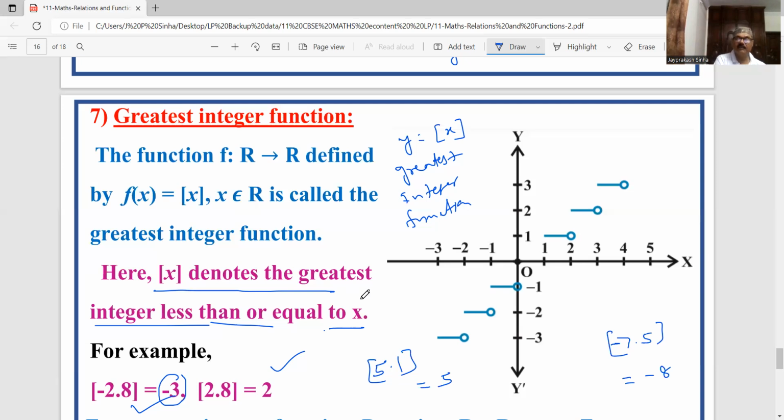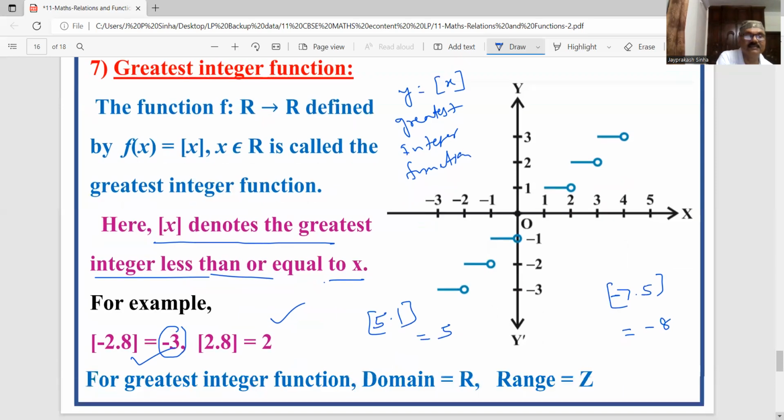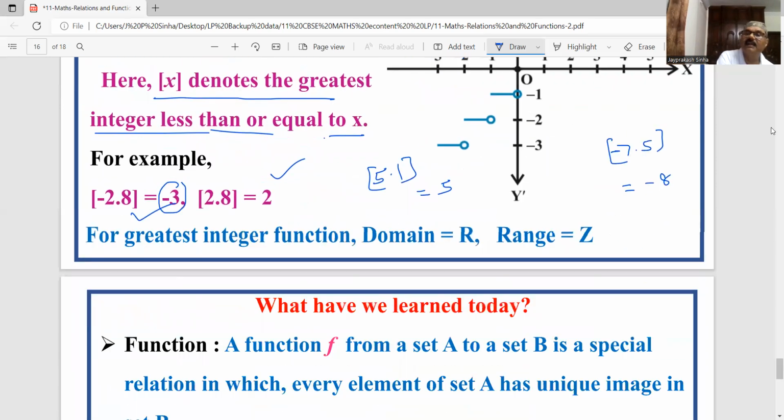So in this way, we have covered in this class different types of functions. Correct? Now in the next class we'll learn some more, like inverse functions, composite functions, like that. Okay. So for today we'll stop here.